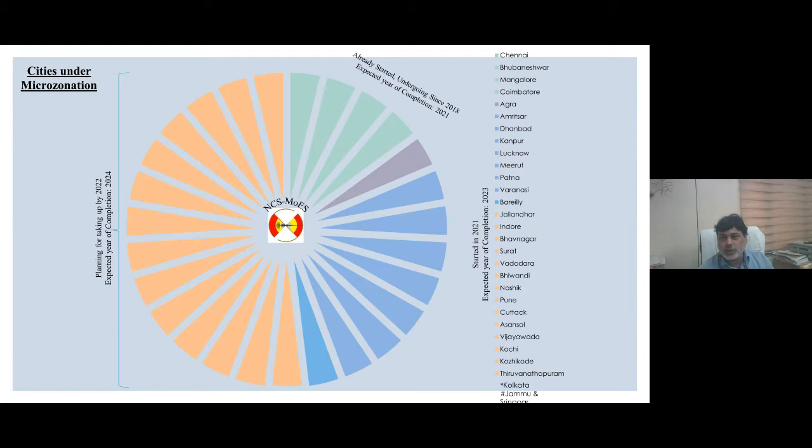And now we generate the seismic microzonation map, given to the engineers, policy planners, and urban planners to use in their new building design code developed by the Bureau of Indian Standards. So our purpose is to generate the parameters.